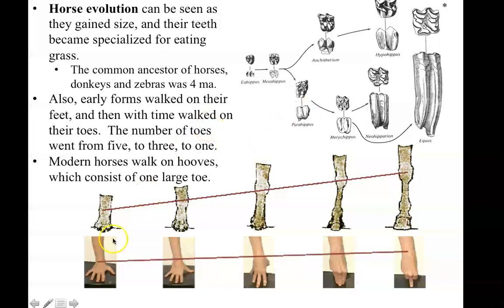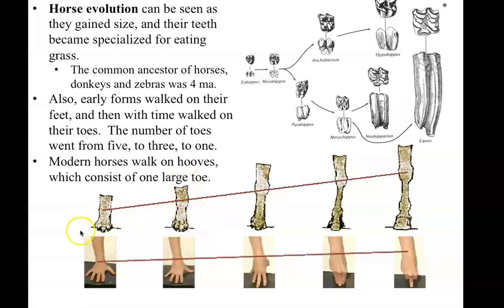We also see a pattern where the earliest horse fossils, they're walking on paws, basically. So it looked like this. This drawing's not that great, but this is a paw. And then it would be the equivalent of you walking on your open-faced hand. And then over time, they started walking on their toes. So this would be like you're walking on your fingers.